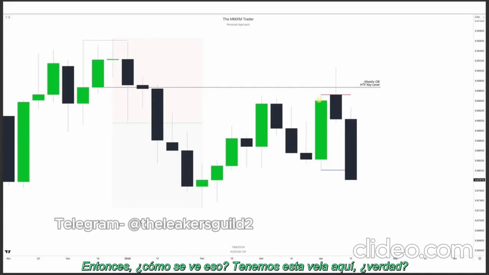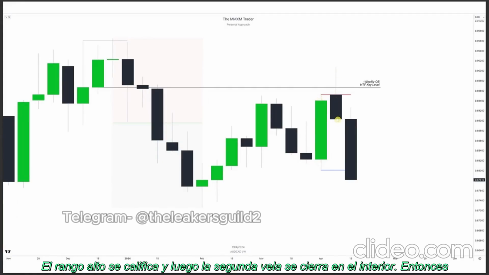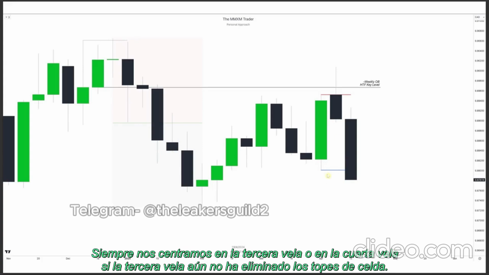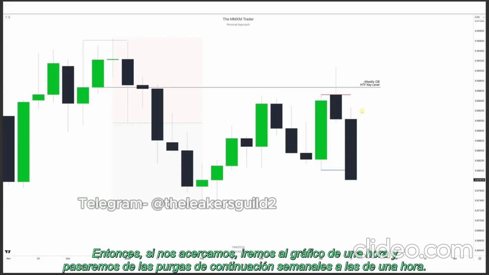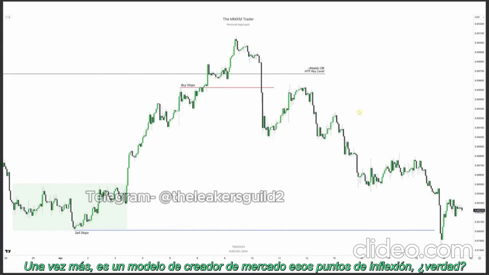So how does that look like? We've got this candle over here, right? Range high gets raided, and then the second candle closes inside. So we always focus on the third candle or the fourth candle if the third candle did not take out the sell stops yet, right? So we're going to be focusing on that third candle from the swing high. So if we zoom in, we're going to go to the 1-hour chart, right? We're going from weekly to 1-hour continuation purges.